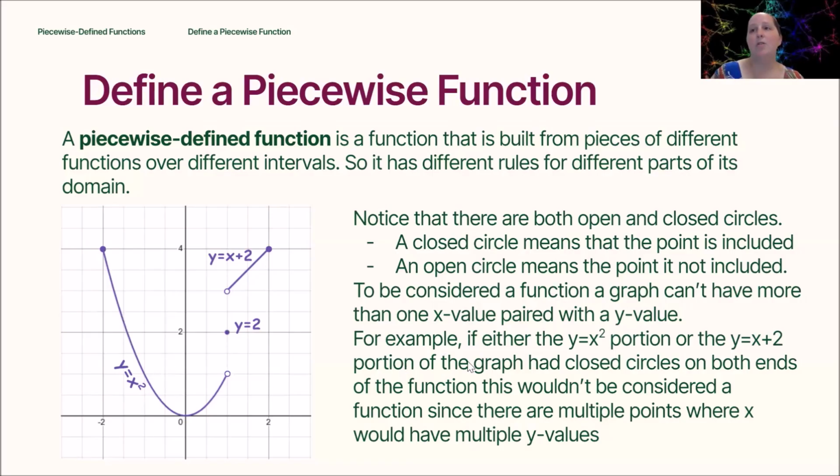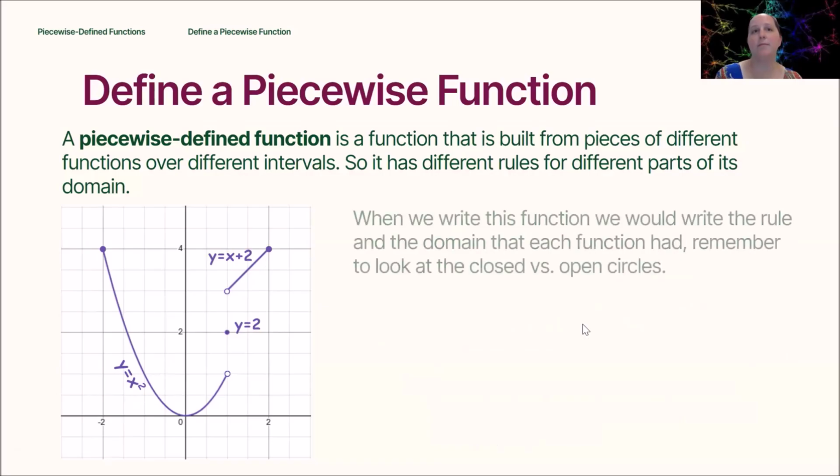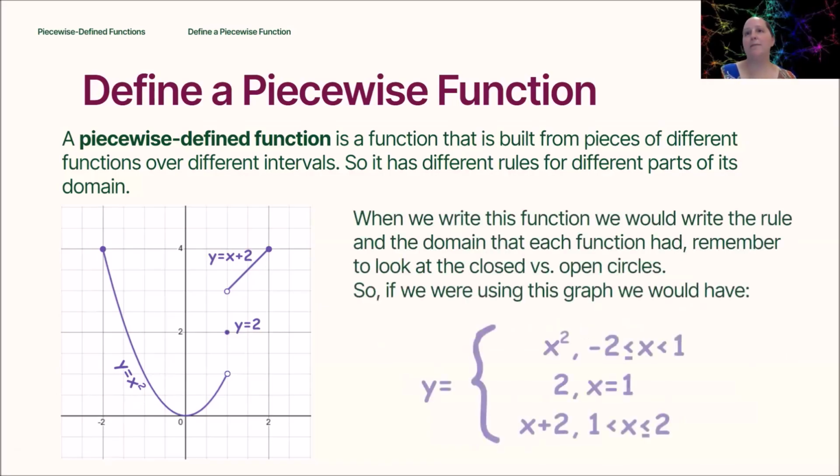If either the x plus 2 or the y equals x squared function had a closed circle along with that y equals 2, then it would not be considered a function, since there would be points where x would have multiple y values. So when we write this function, we write the rule and the domain that each function had. Remember to look at the closed versus open circles.